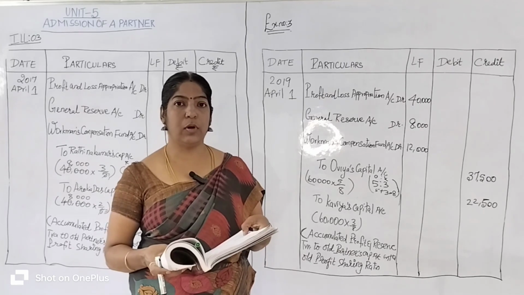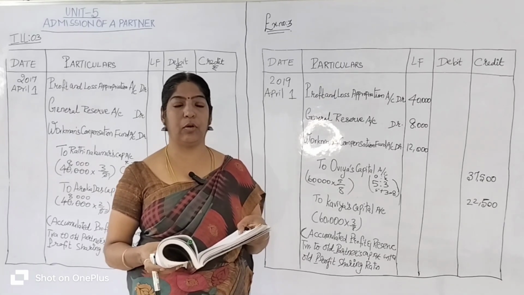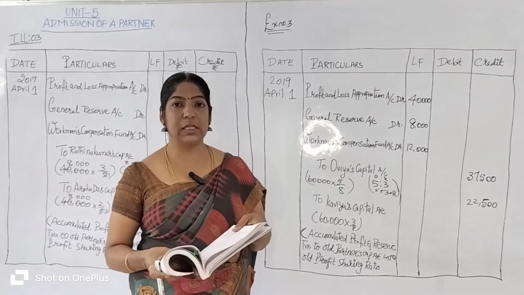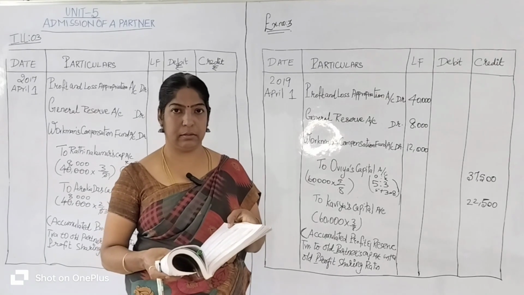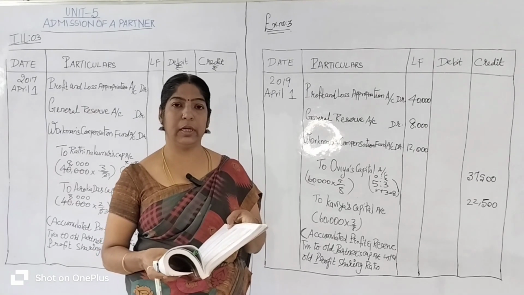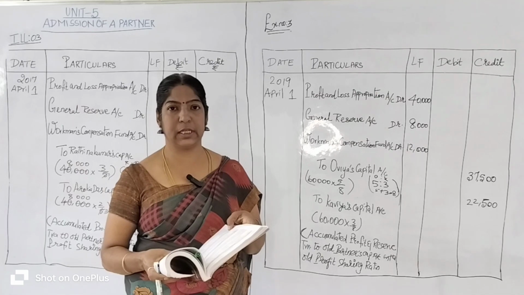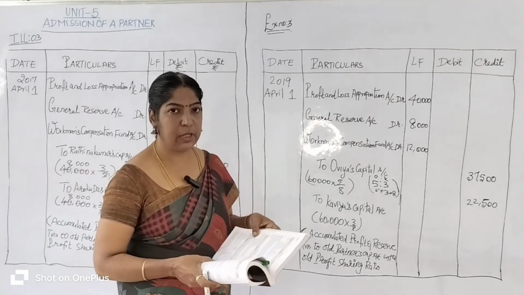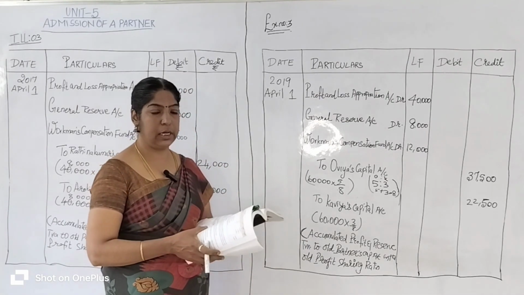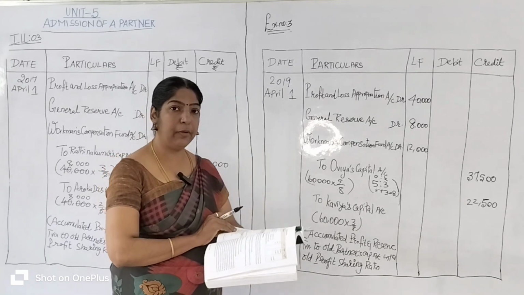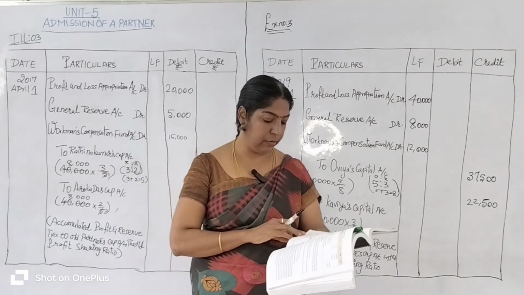Got it? So what is the journal entry if the firm gets profit? We are going to pass the journal entry on debit side, profit and loss account, credit side, old partners capital account. So as per the format, we are going to pass the journal entry. Apart from that, they have given additional information.